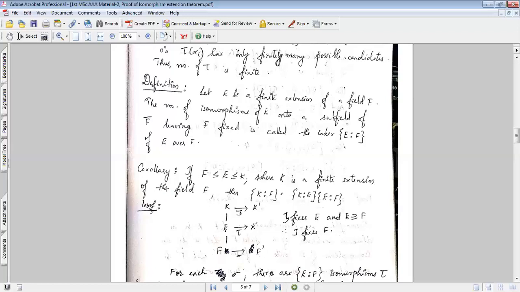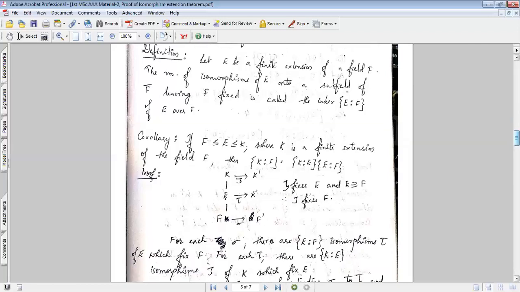So let's have a look at a corollary. If E is an extension field of F and K is an extension field of E, where K is a finite extension of F, then the index of K over F equals the index of K over E times the index of E over F. Let us look at this with the help of a diagram.